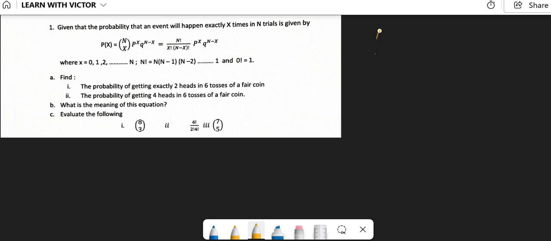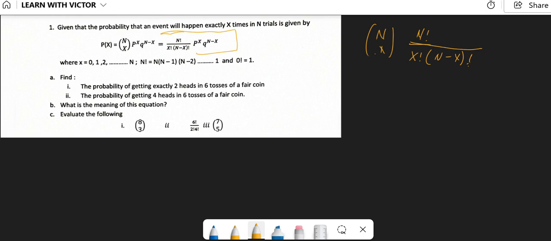Now you can use the combination factor, nCx, which gives us n factorial over x factorial into bracket n minus x factorial. This is what we're going to be applying, and we're given the formula by using this concept here.